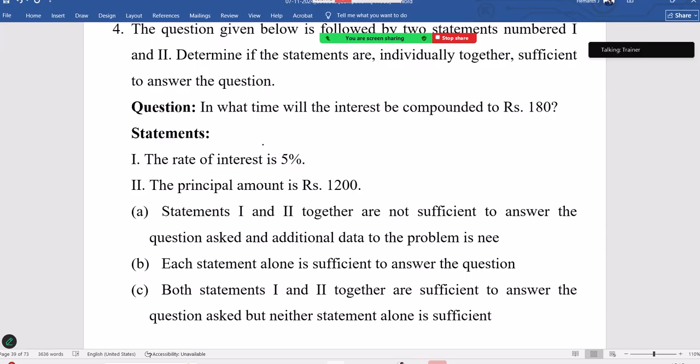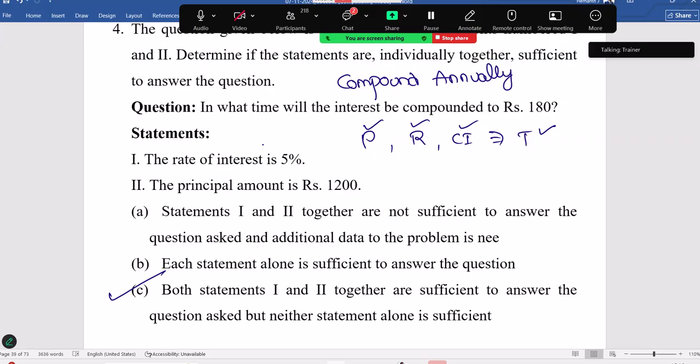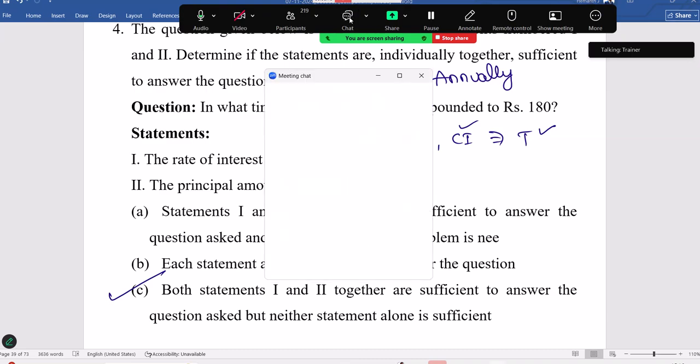Now there's a compound interest; not mentioning anything means we have to do it compounded annually. That's by default, compound annually. So principal is available, rate of interest is available, compound interest available, then obviously time can be found out. So both statements put together are sufficient. First statement, second statement, both are required if you want to find the time required. What is the exact time, you don't need to find.